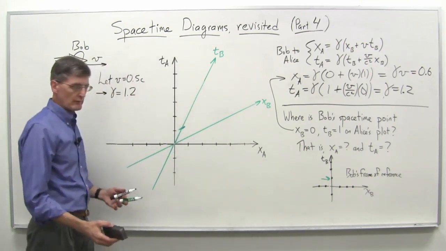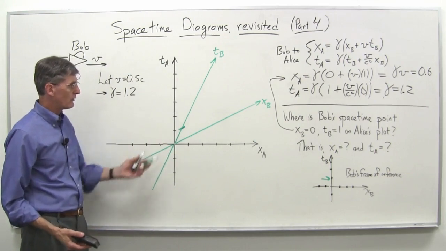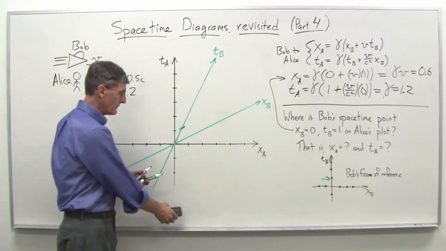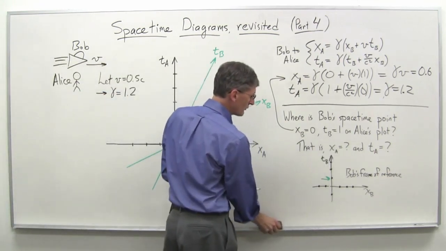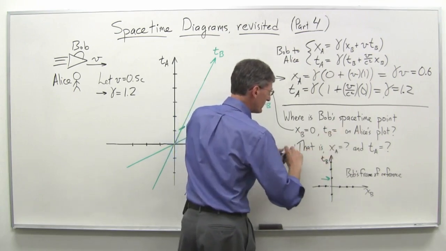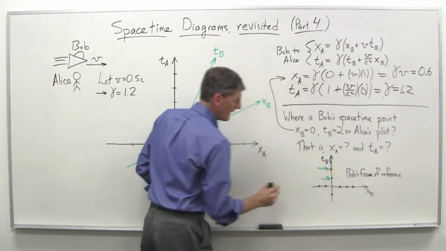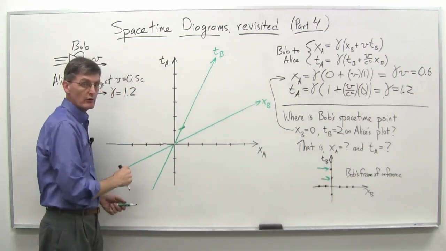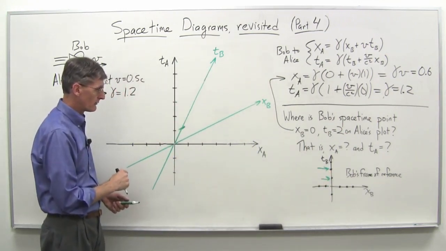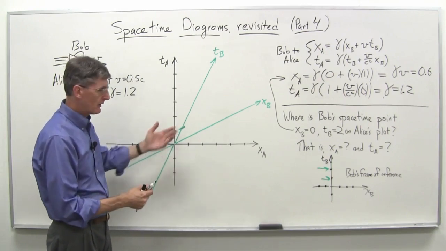Let's do another one, though. We won't do too many of these. Let's do one more here for the t sub b axis. So let's change this, not t sub b equals 1, but t sub b equals 2. In other words, now we're looking at that point. Where does that point occur on Alice's plot, really?